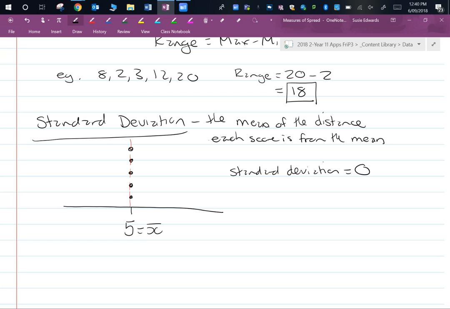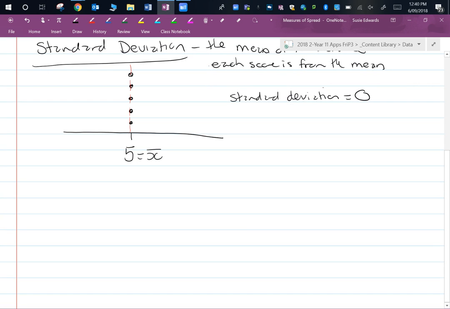All right, so let's think about this in a different way. What if I still had those same 5 scores and the mean was still 5? But this time, someone got 5, someone got 4, someone got 3, someone got 6, and someone got 7. You'll notice the mean is still 5. And if things are symmetrical around the mean on a dot plot, where that mirror line is, that's where the mean is. So our mean is still 5.